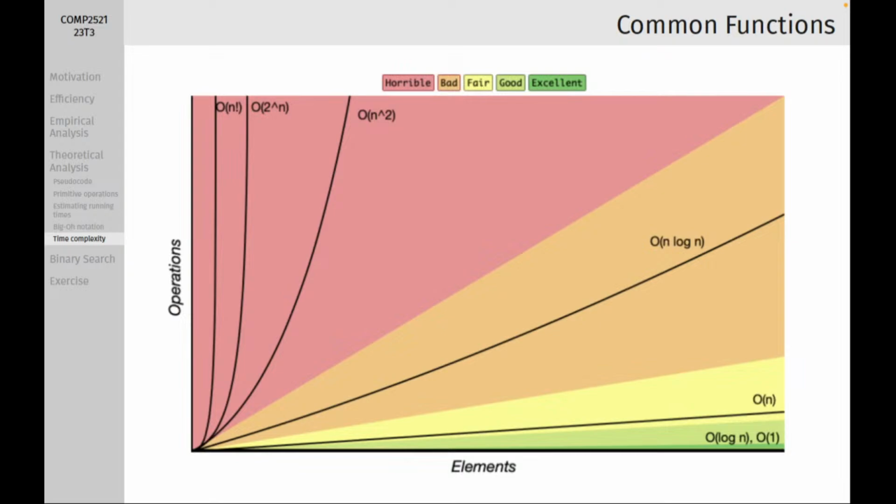And here's a visual representation of that. You see n squared, 2 to the n, and n factorial are labeled as horrible, but there are some problems where the best solution you can come up with is n squared or 2 to the n. So it's not necessarily horrible; it depends on the problem that you're solving. Here's n log n, and here is n, and log n and O of 1 are so close together that they're almost the same. They're pretty indistinguishable.